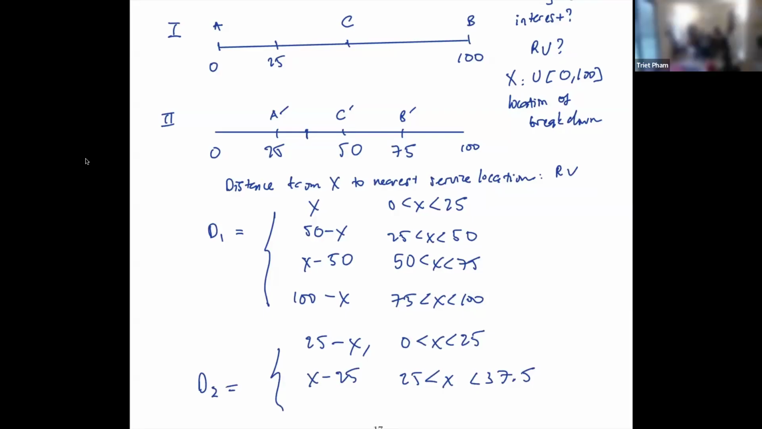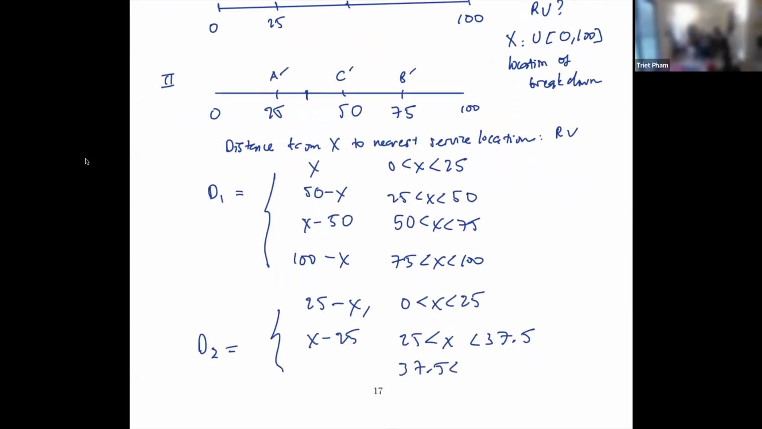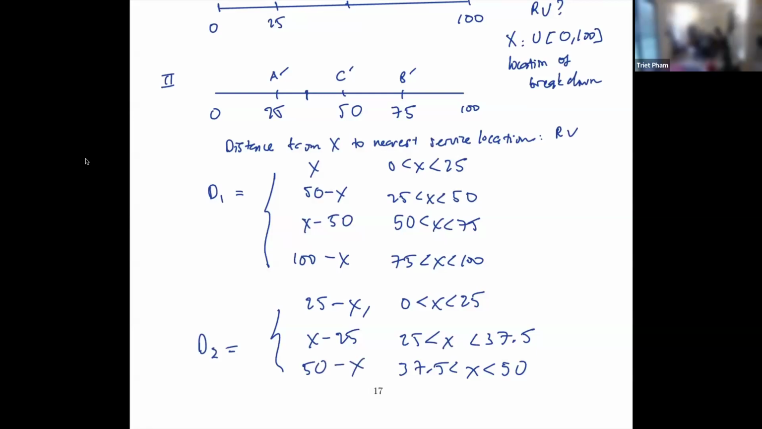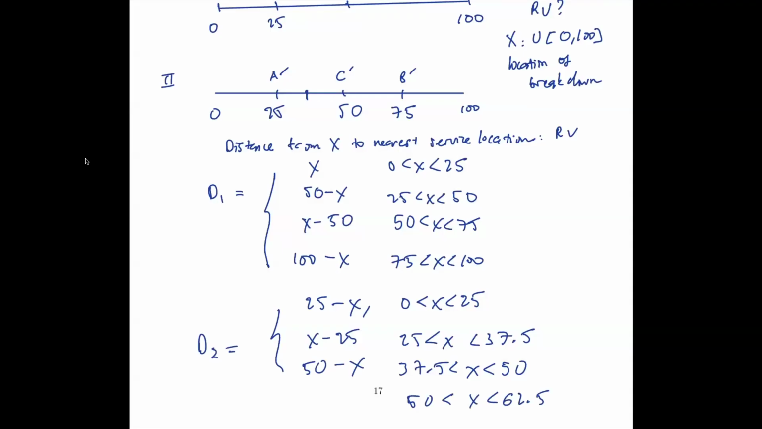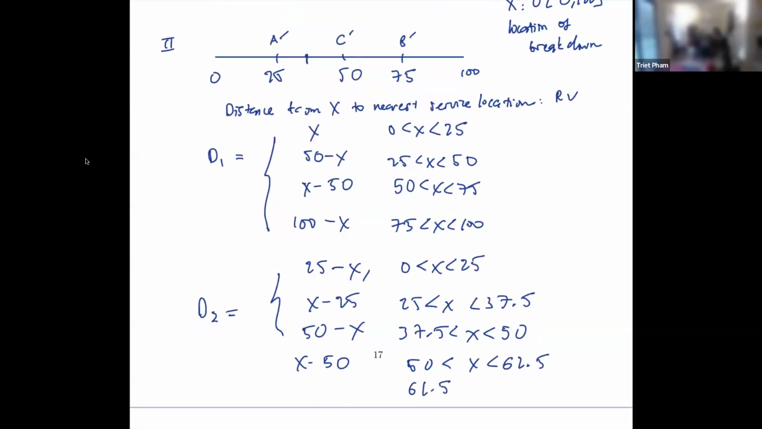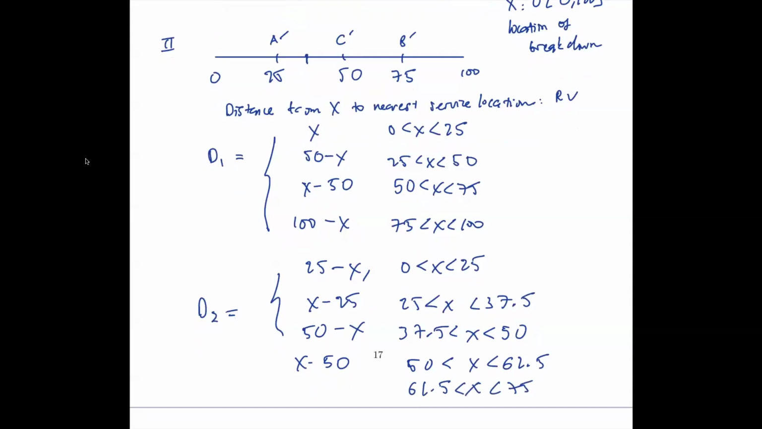And then beyond that, so that would be 50 minus x. Correct. And then 62.5. That would be x minus 50. And then I guess 62.5 to 75, right? Yeah. So 75 minus x for that.